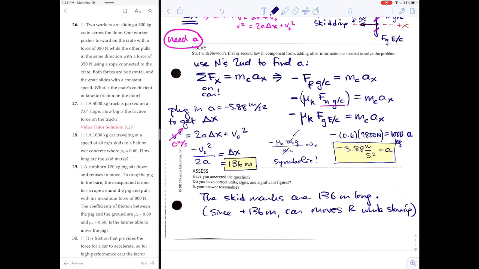Our significant figures, I'm not too fussy about that. It's 3. Is our answer reasonable? 136 meters. It's a football field. That's a little frightening, but the car was going pretty fast. Don't lock your brakes, kids. Make sure your car has anti-lock brakes. Okay, so we're good.